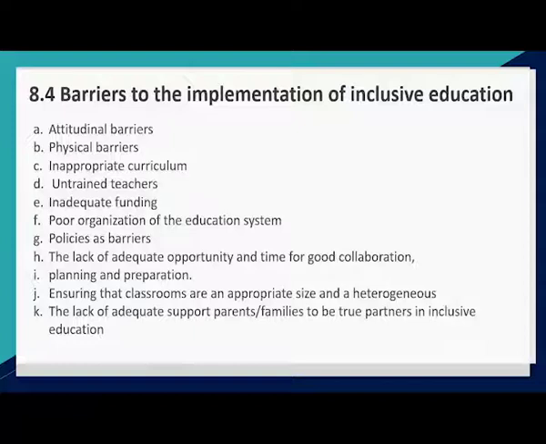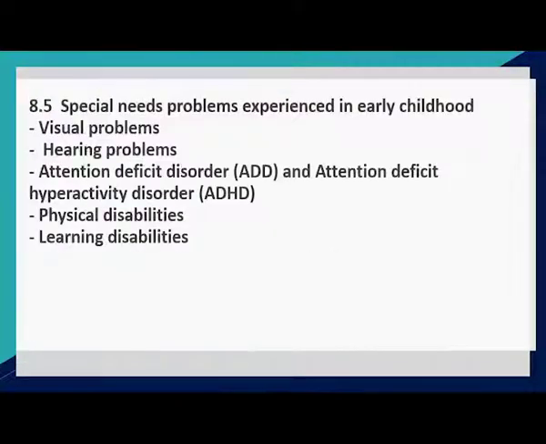Physical barriers, where a child cannot go to school because they are in a wheelchair and nobody is willing to assist them. Inappropriate curriculum, untrained teachers who don't know how to handle those kids. Inadequate funding, poor organization, policy barriers, lack of adequate opportunity, ensuring that classrooms are appropriate, and lack of adequate support from parents. All those are also barriers to learning.